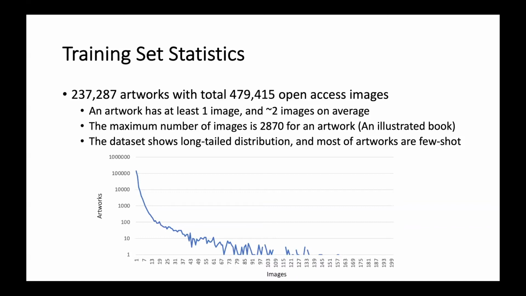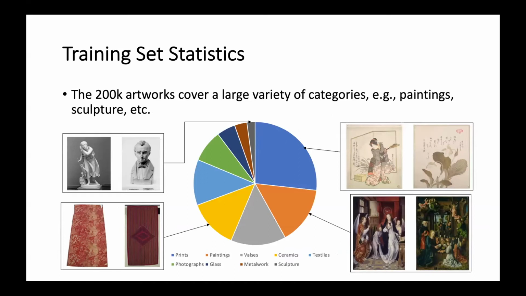The artwork with the largest number of images is an illustrated book that has 2,870 images. As shown in this figure, our training dataset shows a long tail distribution, and most of the artworks are few shots. The 200,000 artworks cover a large variety of categories. As shown in this figure, these are the top 10 categories with the maximum number of images. For example, prints, paintings, and sculptures are among the top categories in our training set.